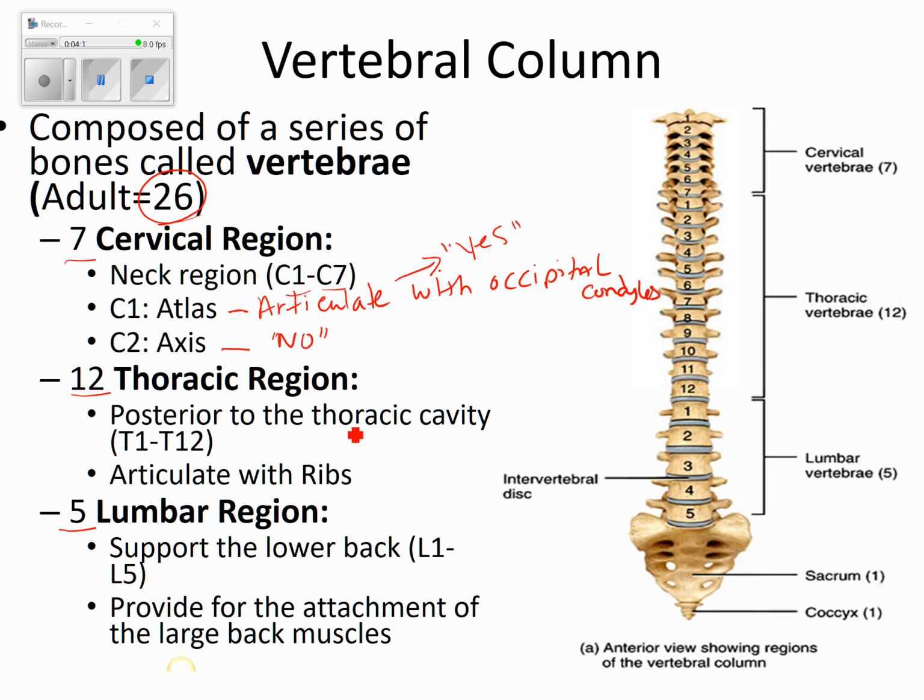Posterior to the thoracic cavity, you have the thoracic vertebrae, T1 through T12. These are the ones that are going to articulate with the ribs, so they have a special feature on all of them called a rib facet, and we will look at that when we look at the anatomy of the vertebra. The lumbar region has just the typical structures. They support the lower back and provide attachment for the large back muscles.